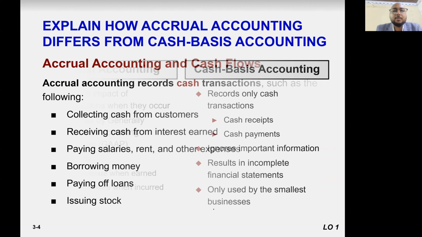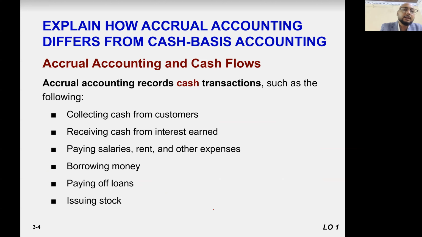So let's talk about accrual accounting and cash flows. Does that mean we don't record cash in accrual accounting? We do record, but when cash is received, we record. When a transaction occurs, we then record. When cash is received, we then record. So it means accrual accounting records cash transactions, yes, when cash is received, when cash is coming into the business.